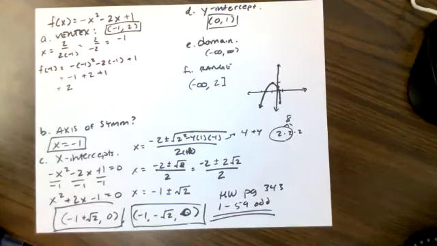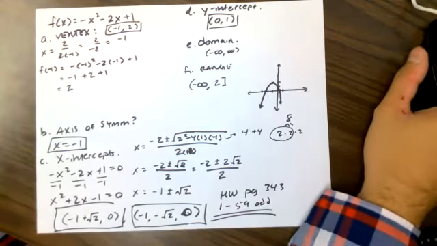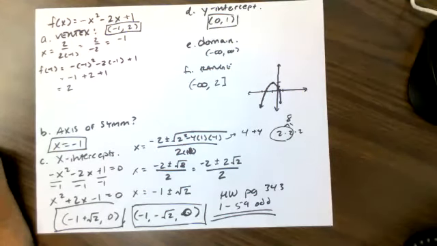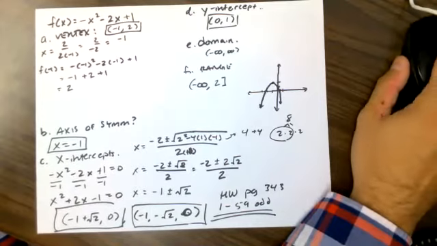Okay, on page 343. 1 through 59 on page 343. Any questions?